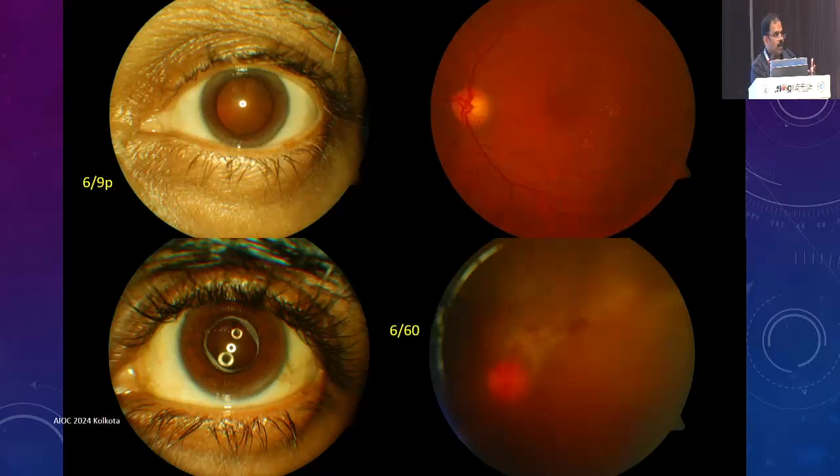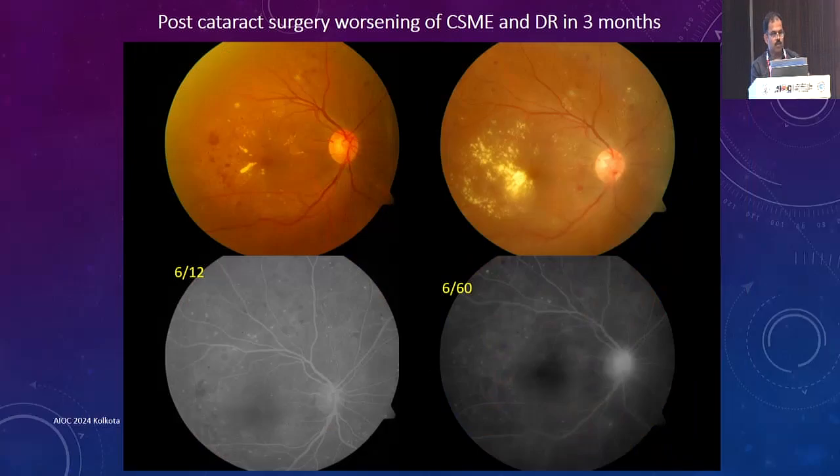Whatever it is, a laser was not possible at that point of time because of the cataract, and that is why in such cases an anti-VEGF along with the cataract surgery, or just before the cataract surgery, can prevent these complications. This is again a worsening of diabetic macular edema after cataract surgery.